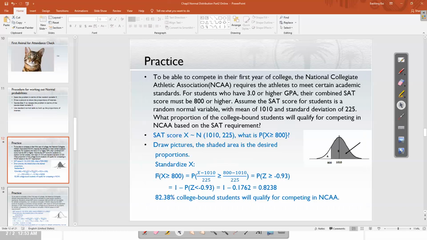So you have the event probability of X greater than 800. Then you're going to standardize into Z by subtracting mu and then dividing by sigma. X minus mu divided by sigma equals Z. So then it becomes a Z event with a greater than sign. And a greater than sign can't be looked up as is, so I need to convert it to a smaller than sign with 1 minus, right? And then you can look it up and with a little calculation, you got 0.8238, about 82%, right?